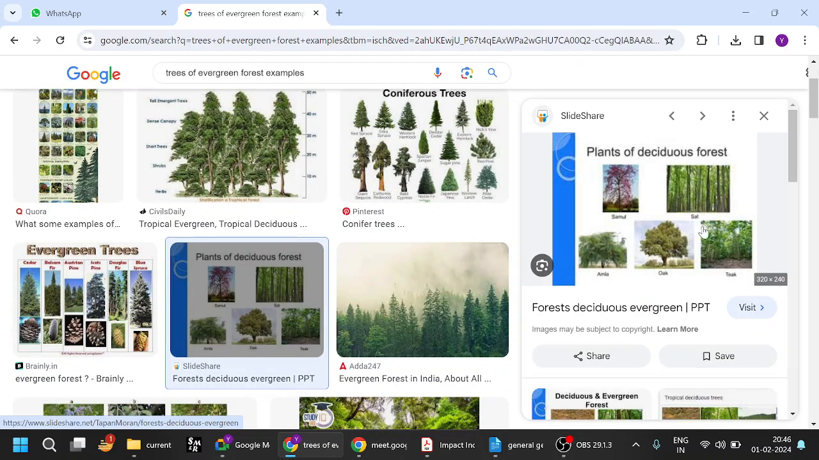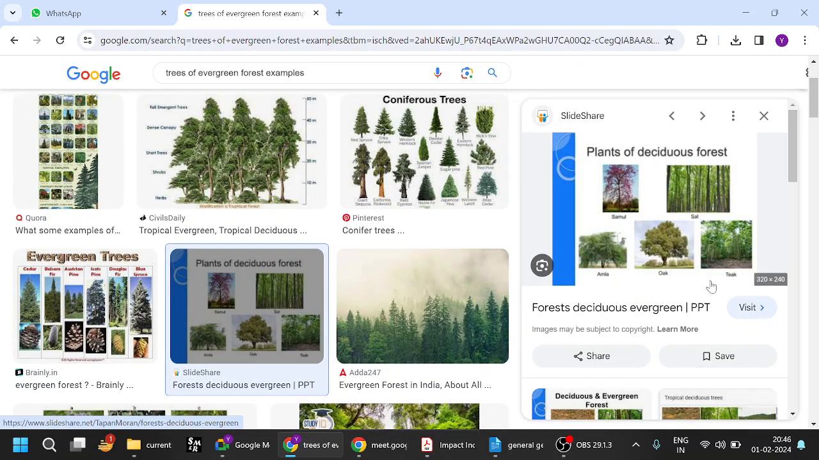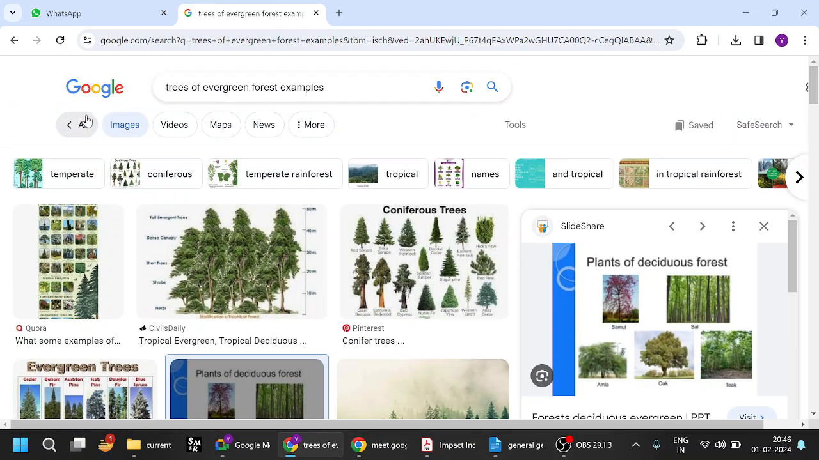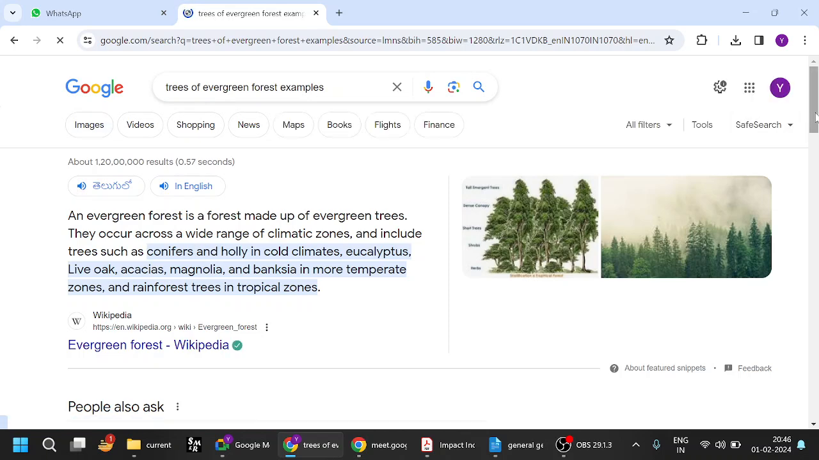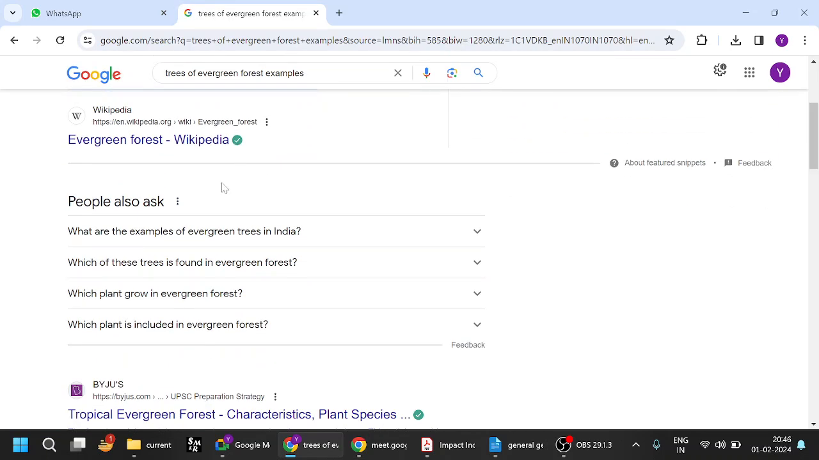Okay, remember this deciduous. You have sal, oak, teak, etc. They're all deciduous forests. Forget about this and let us see: any examples for evergreen forests?